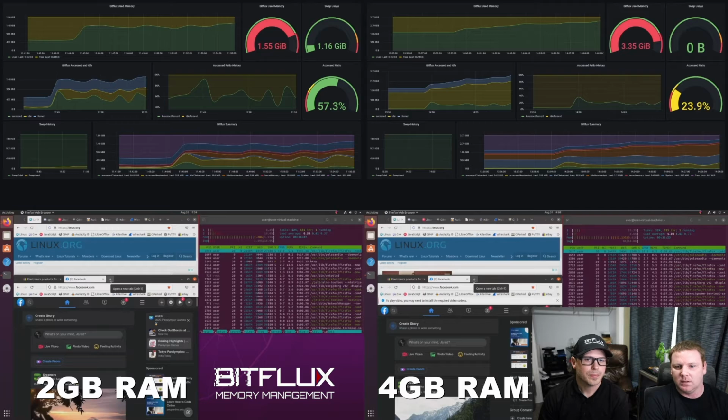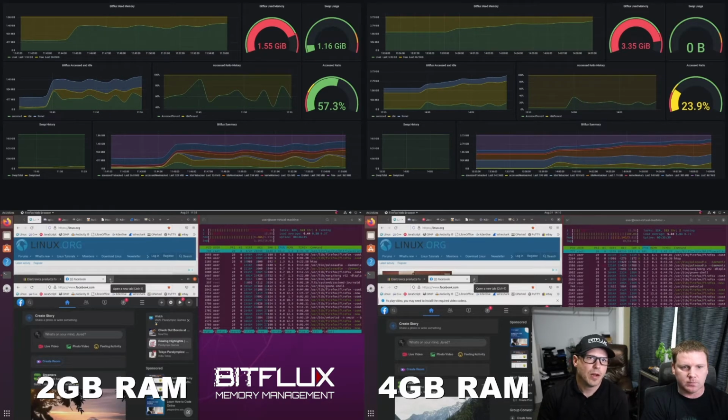Bitflux is enabling swap to reclaim in advance. We're able to tell it to do its job early. We're able to tell it to do its job intelligently, so that we don't waste time when it matters most. So just to point it out then, our swap usage is at 1.16 gigs and our used memory is now at 1.55 gigs. So we're in the red, we're over 80%. But I know that it's going to reclaim and go back under 80%.